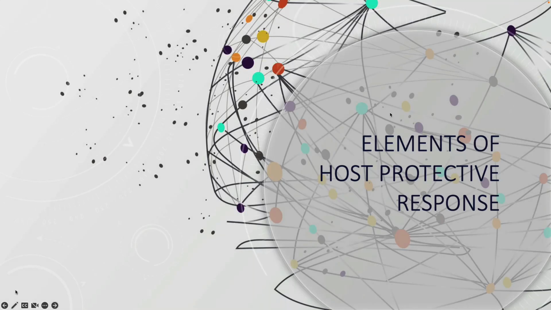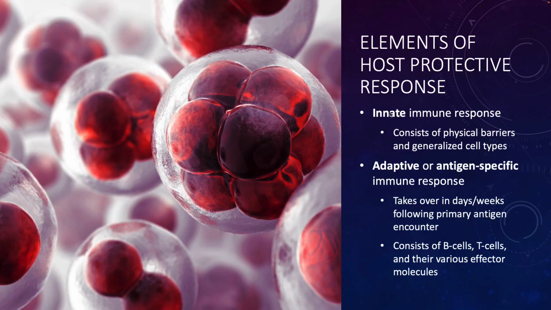In this section, I want to talk a little bit about how the host immune system begins to protect us from infection. And in the next couple of chapters, we'll talk in more detail about specific parts of the immune system. In general, our immune system consists of two phases, two branches that serve to protect us from both tissue damage and infection. The first is our innate immune response.